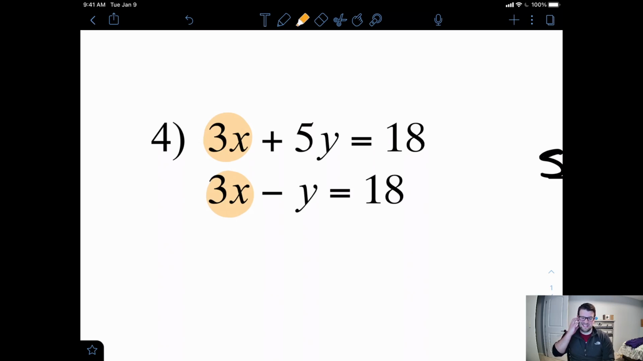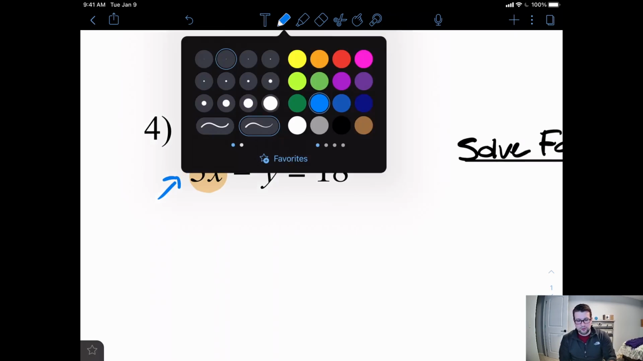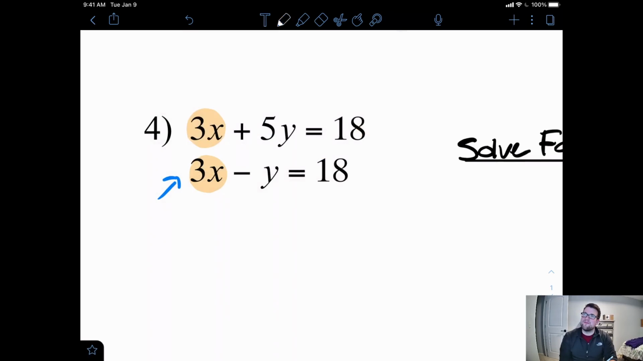So, to fix this, what we can do is you can pick either one of the equations. I'm going to pick the bottom equation. And you can change the sign on every number that's there. So my top equation here is not going to change. So I'm just going to recopy that one.